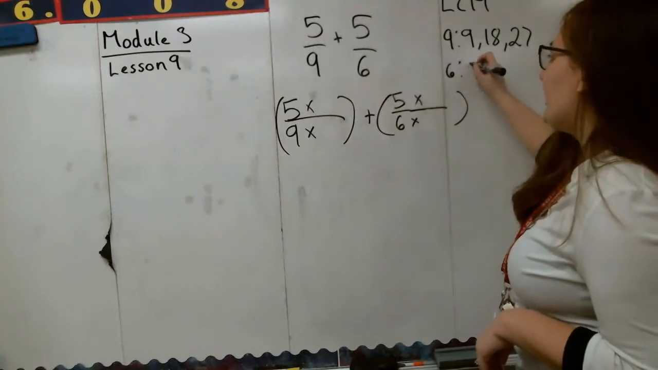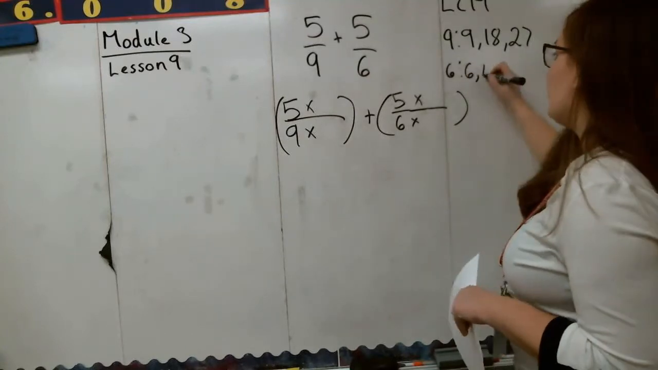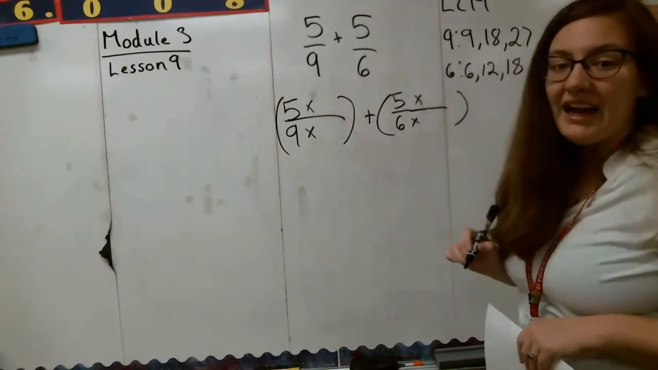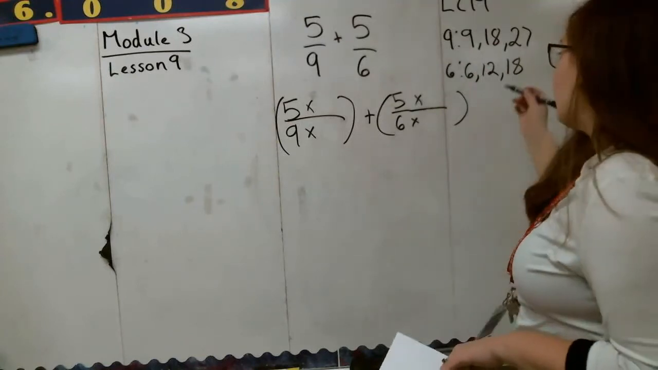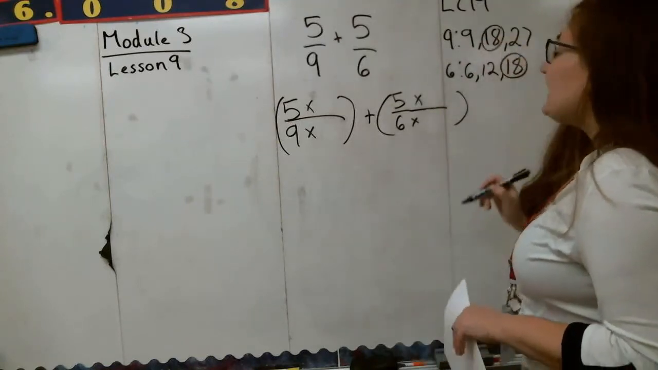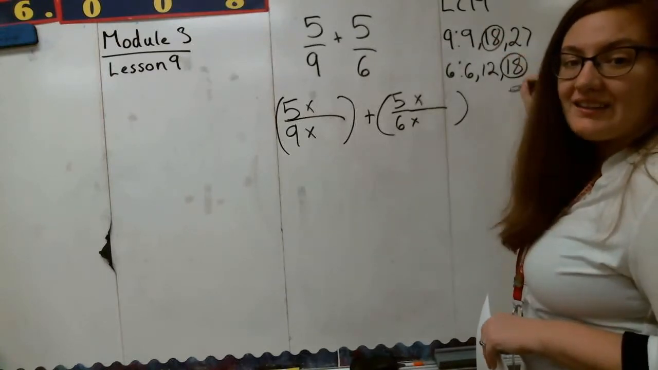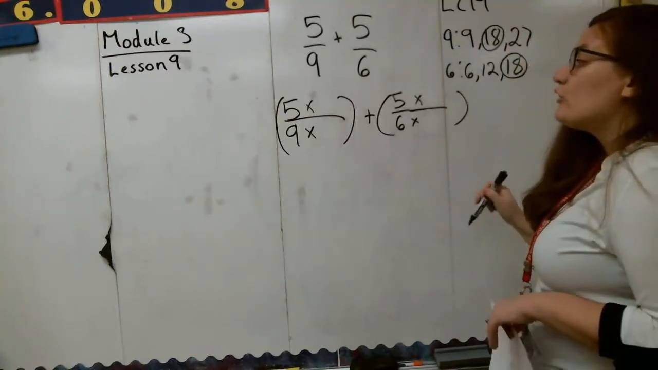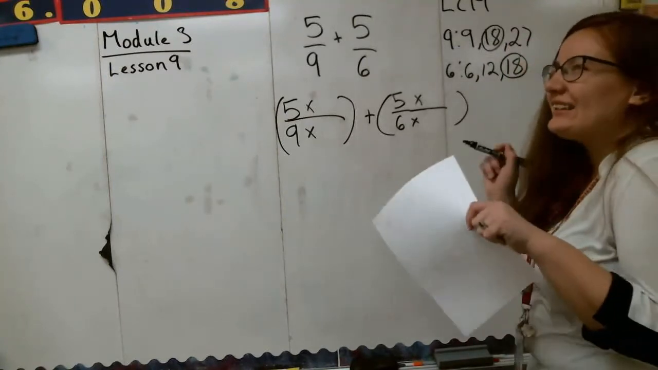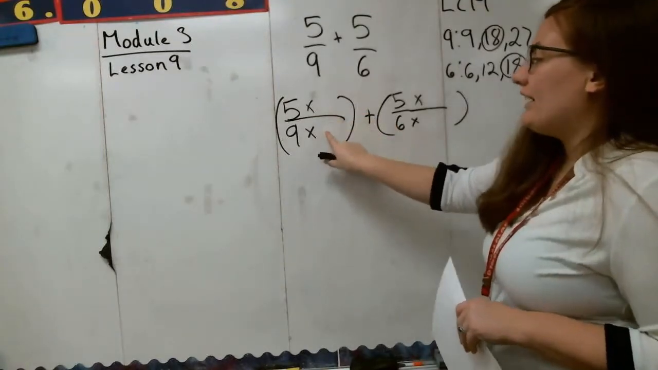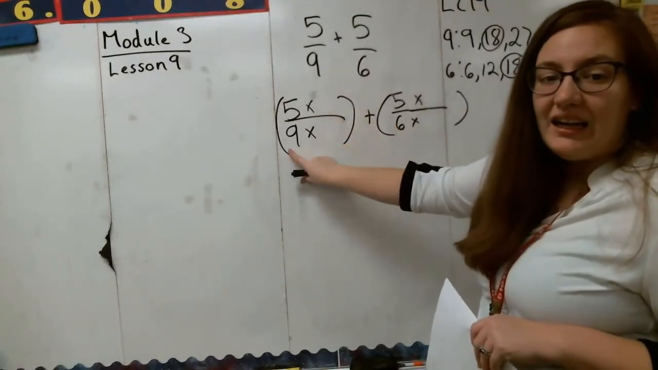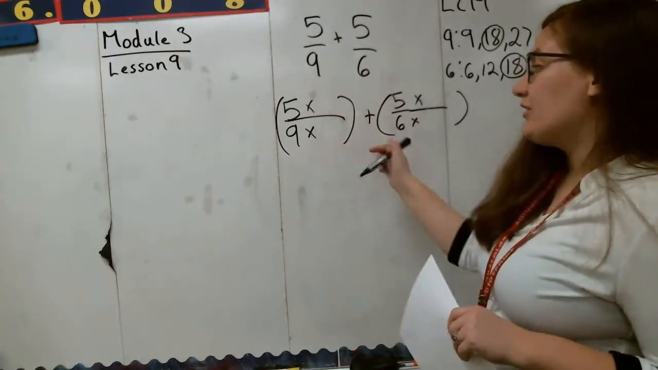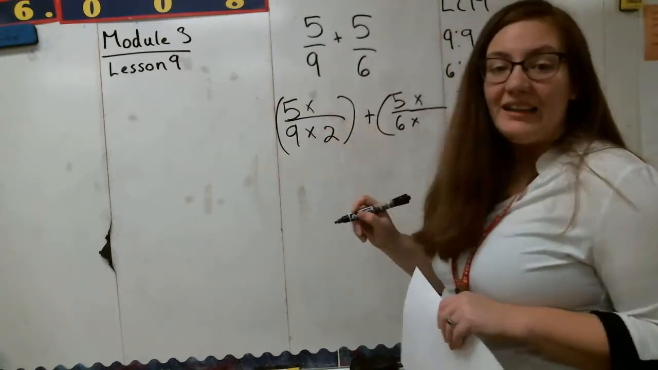So I do 6 times 1 in my head, which is 6. 6 times 2 is 12. Nothing matching yet. Then I do 6 times 3, and that gives me 18. Now I'm going to stop right here because this 18 is my lowest common multiple. This is the smallest number that matches in both rows. So what I need to do now is think about, well, in this problem right here, 9 times what is going to give me 18? Well, I know I could do 9 times 2, and that would give me 18.